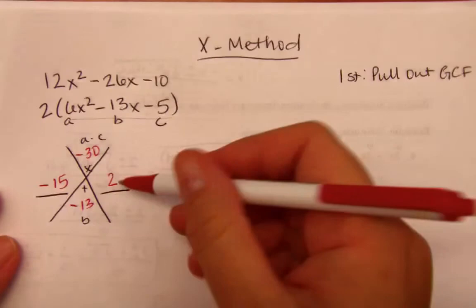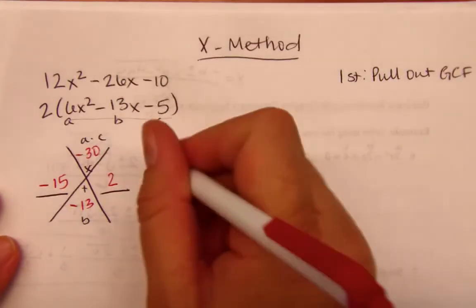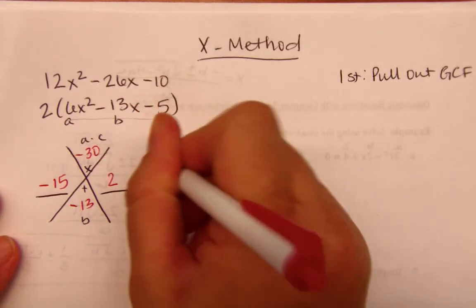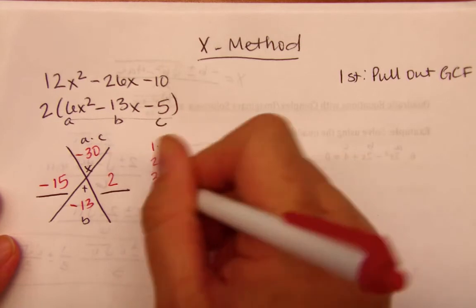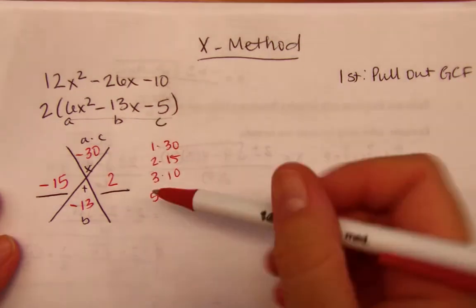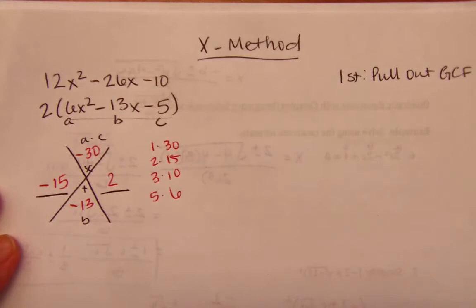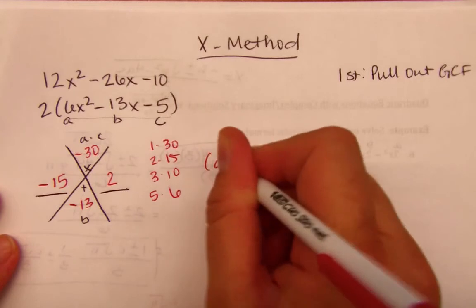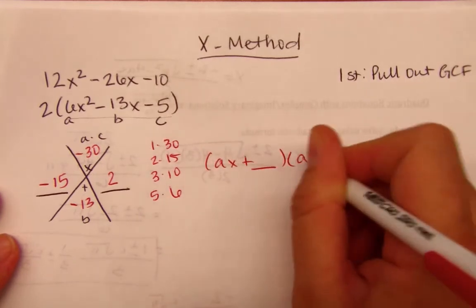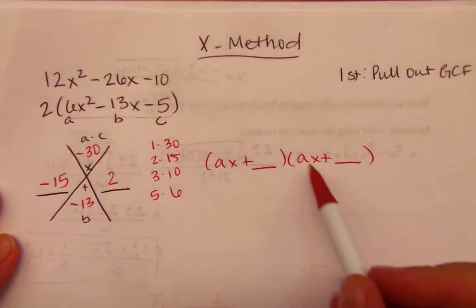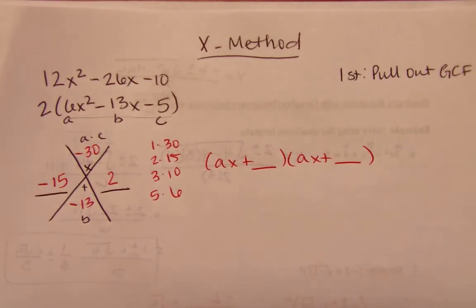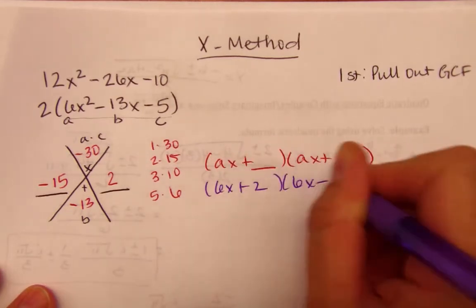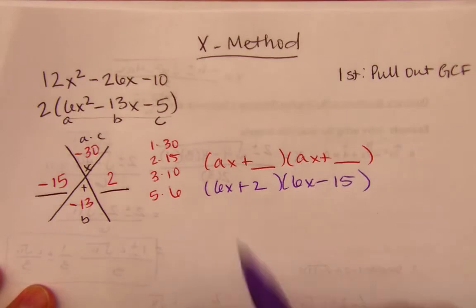And if you're not sure what these two values can be, what I would do is just start listing out the multiples of 30. So that would be 1 times 30, 2 times 15, 3 times 10, and 5 times 6. And see if their difference gives us this bottom number here. So after we've found these two numbers, then I take my AX plus those two blanks here. And when we have an AX in both of these, for this particular polynomial, that would be 6x plus 2 and 6x minus 15.